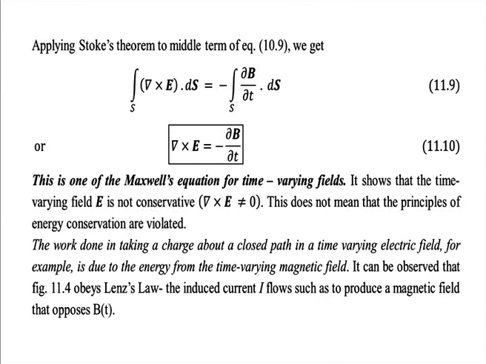It shows that the time varying field E is not conservative, as was seen in the case of electrostatics. This, however, does not mean that the principle of energy conservation is violated. The work done in taking a charge about a closed path in a time varying electric field is due to the energy from the time varying magnetic field.